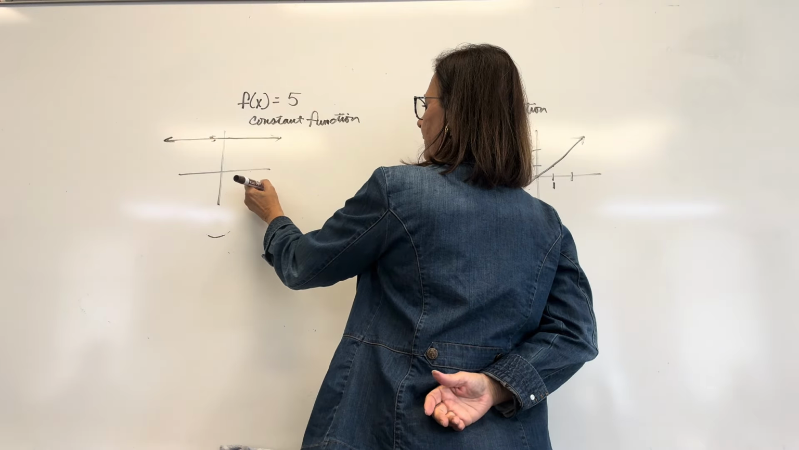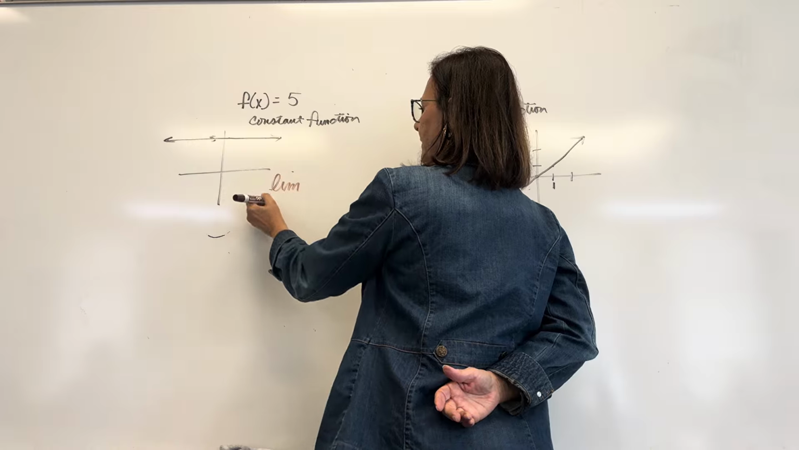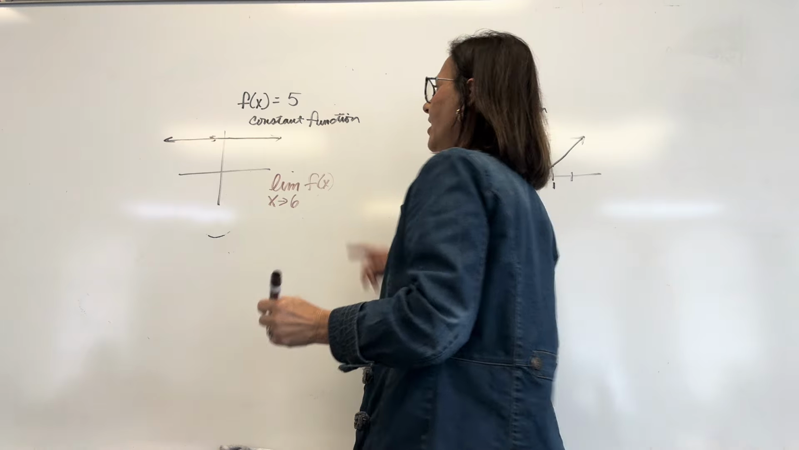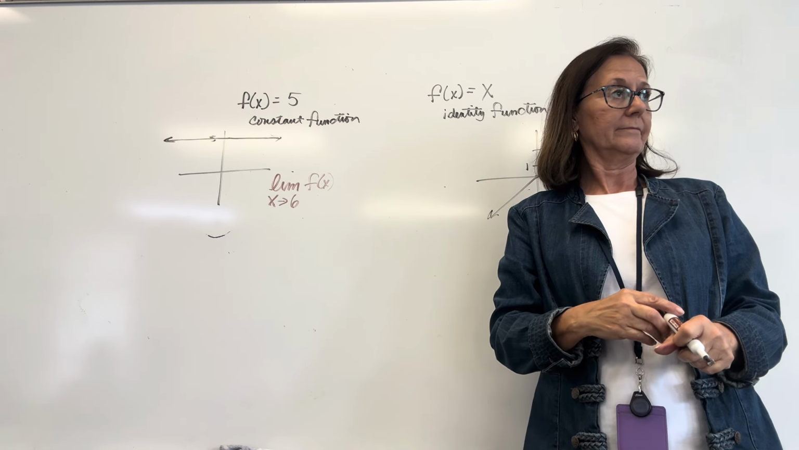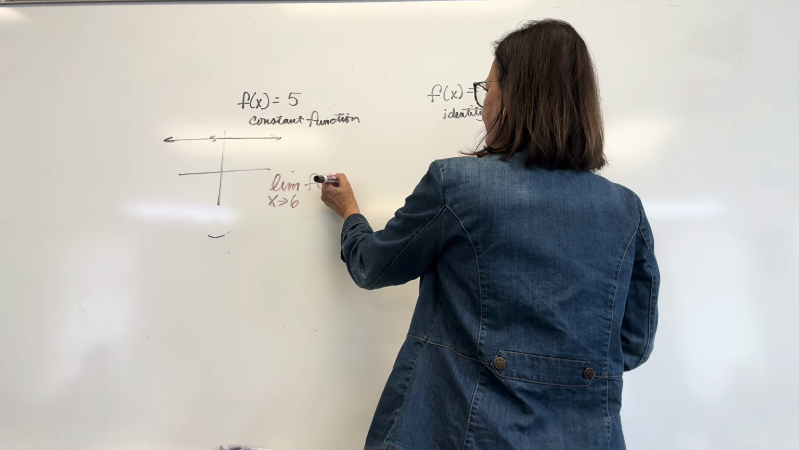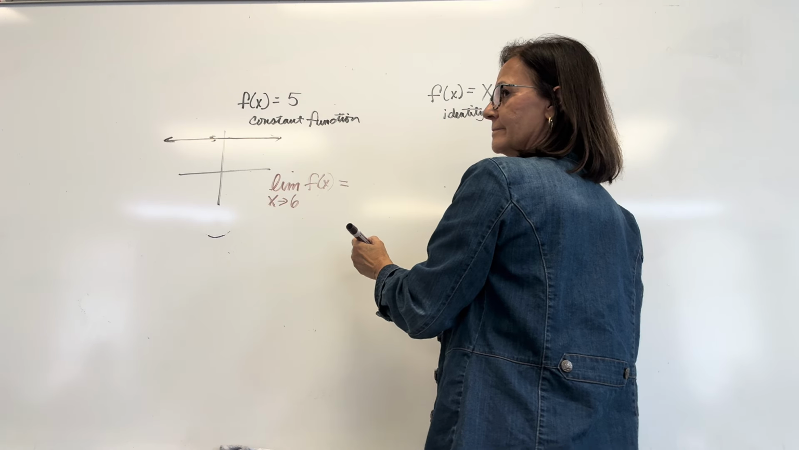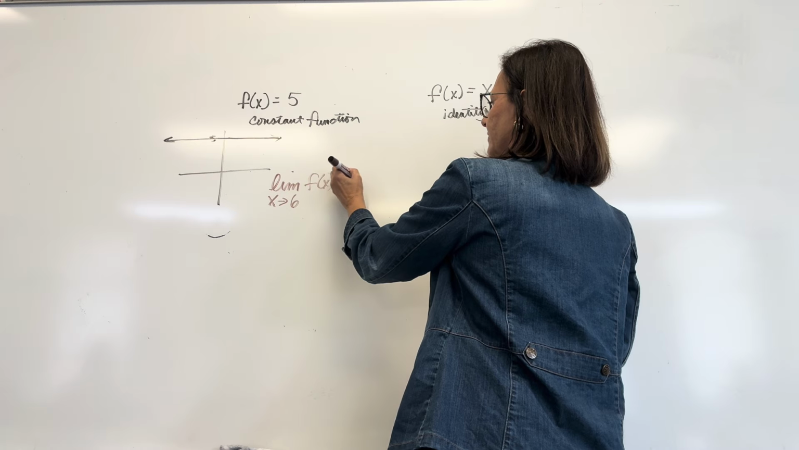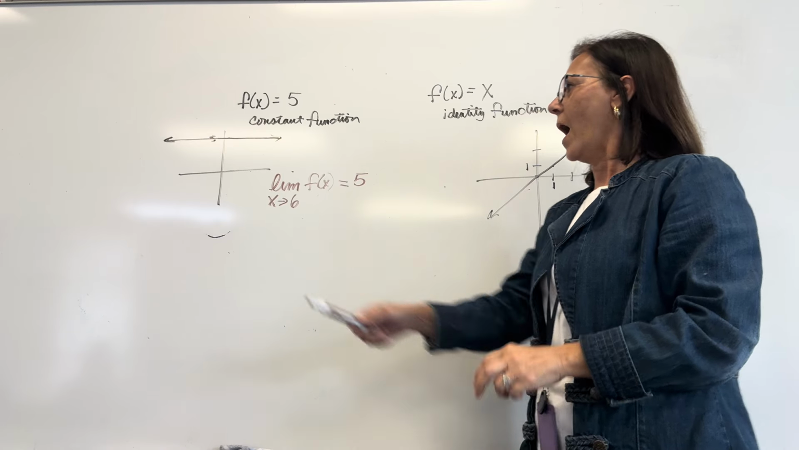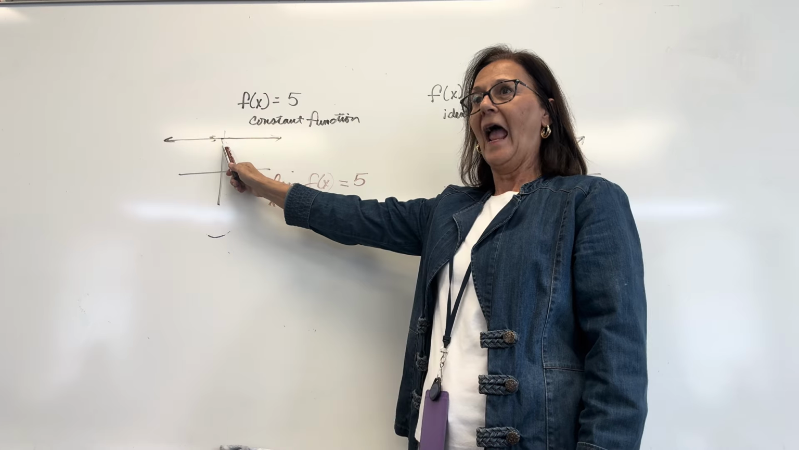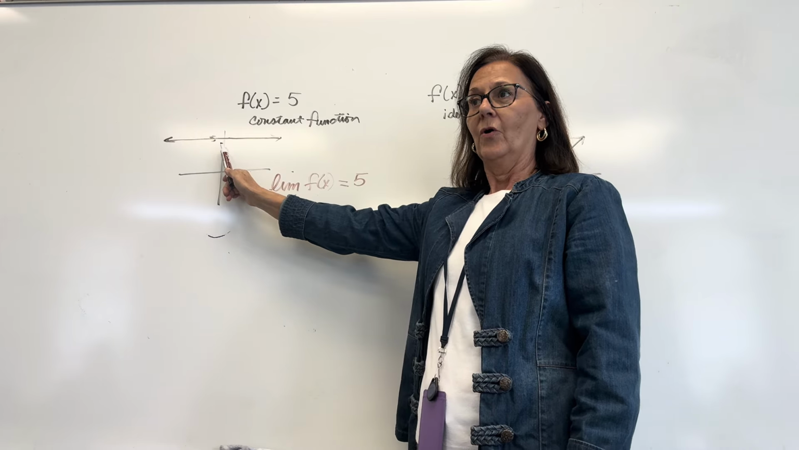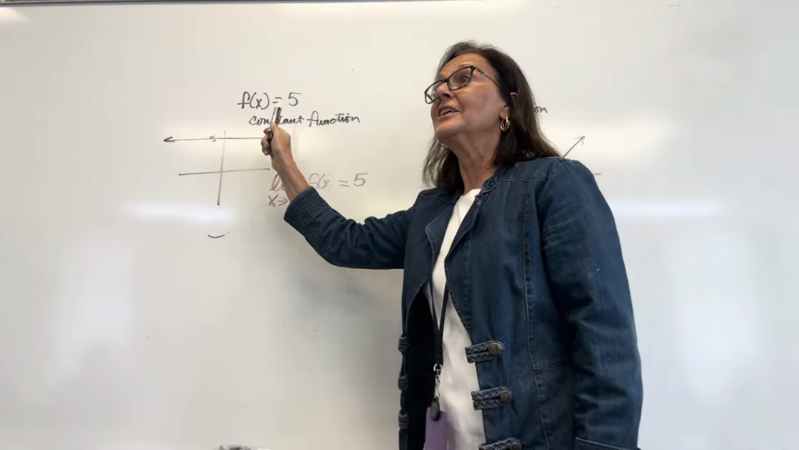So, if I ask for the limit as x approaches 6 of a constant function, is it just the same? It's 5. It's always 5. It never changes. Doesn't matter what x is approaching. Y is always 5. Everywhere. I could have said where x approaches 100. It doesn't matter.